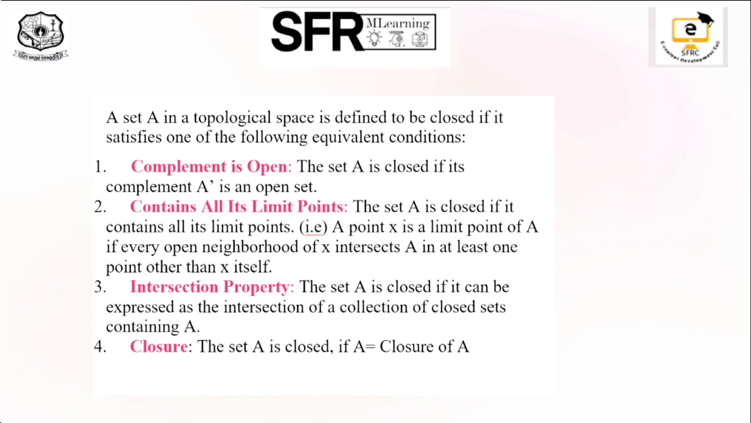The third definition is about the intersection property. The set A is closed if it can be expressed as the intersection of a collection of closed sets which contain A. For the fourth definition, we have discussed the closure of a set. The set A is closed if A is equal to A closure.